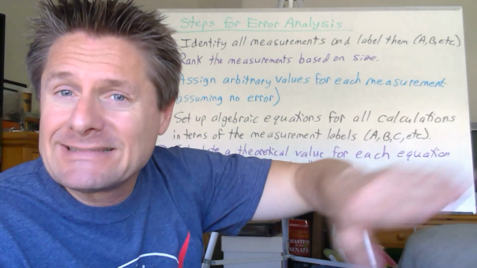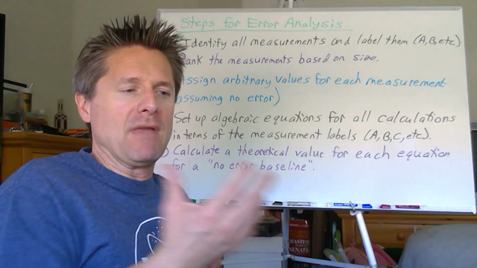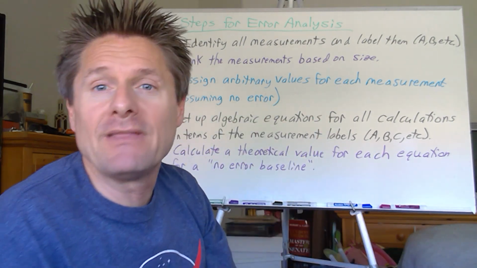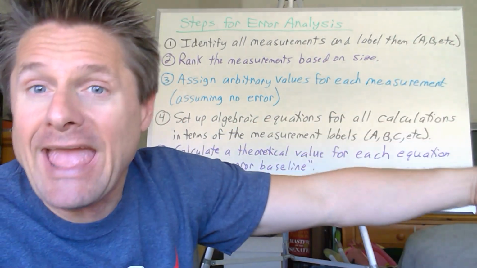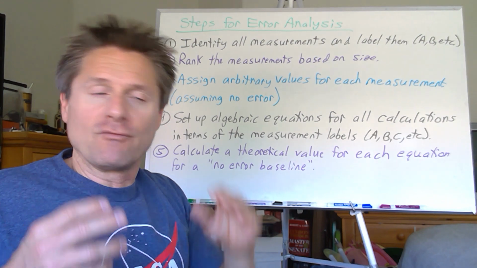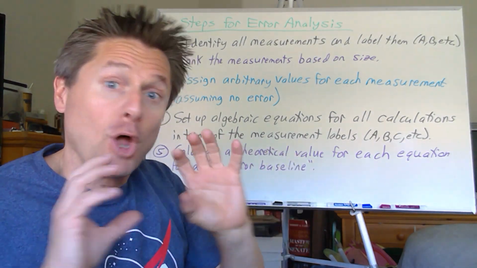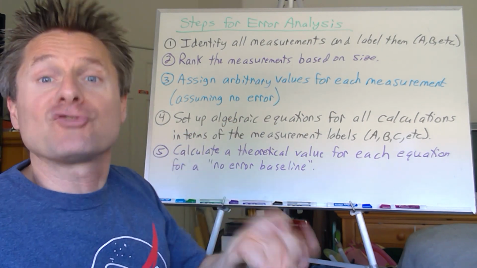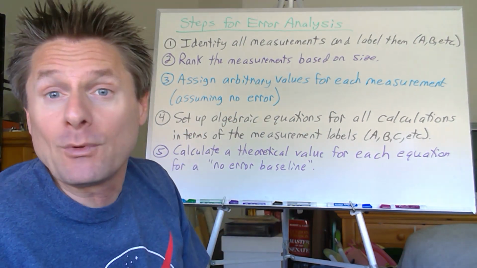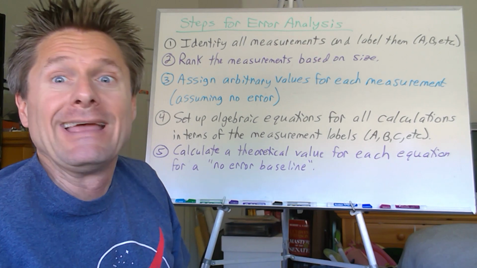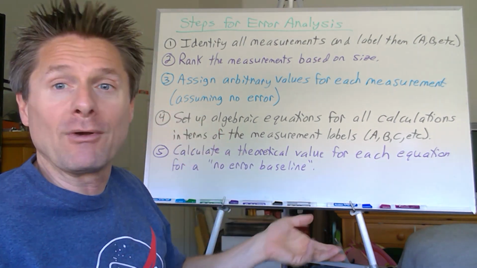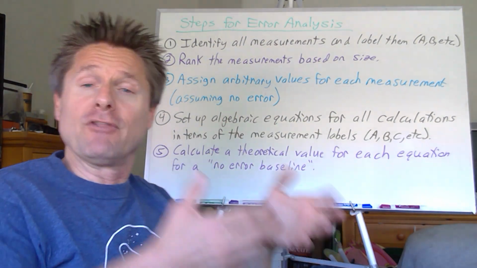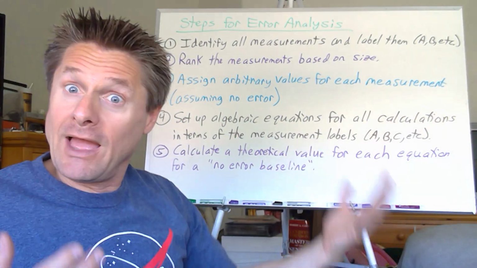Now let's rank them based on size. So say measurement B is the lowest and measurement C is the second one, and D would be the heaviest if we're doing masses or volumes, whatever. So let's just rank them from lowest to highest. And then we're going to assign an arbitrary value. Remember, we haven't done the experiment yet, so we don't have any numbers to assign to them. So let's just pick some fictitious, arbitrary, theoretical numbers. We've got them ranked from lowest to highest, so give the lowest one the lowest value and the highest one the highest value.